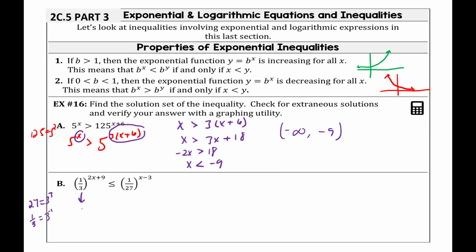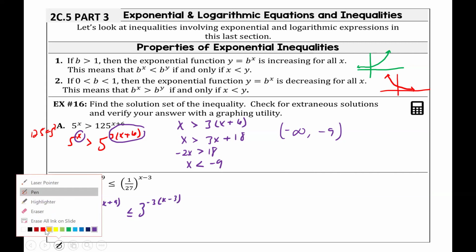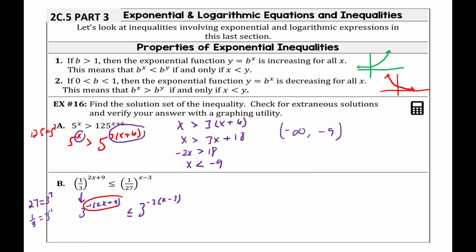So 1/3 is going to become 3 to the negative 1, right? Less than or equal to 1/27. So 1/27 is a fraction. So we already know that 3 to the positive third is 27. So therefore 3 to the negative third would be 1/27. So it's going to become 3 to the negative 3 times x minus 3. Our bases are the same. So all we're doing is focusing on our exponents.